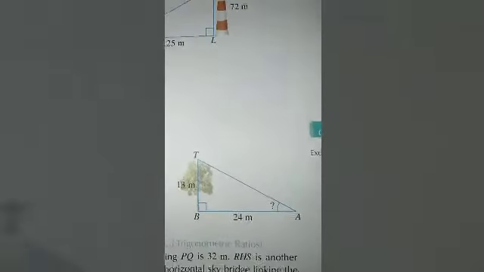So how will we solve it? Let me just tell you. Wait for a while. According to the question, we know the perpendicular, that is the opposite, because the line opposite to the angle is 13 meters, that is opposite, and the adjacent.